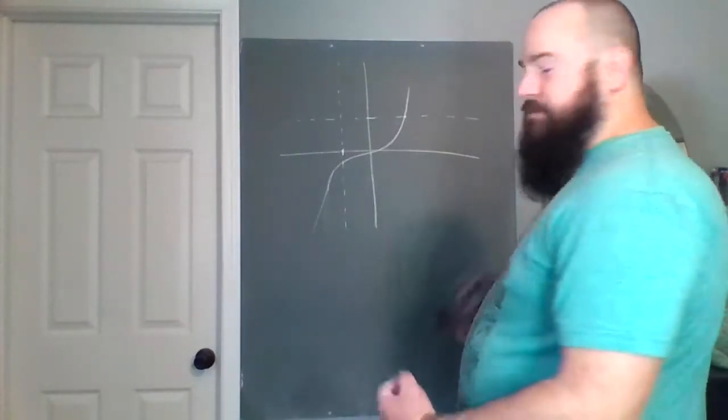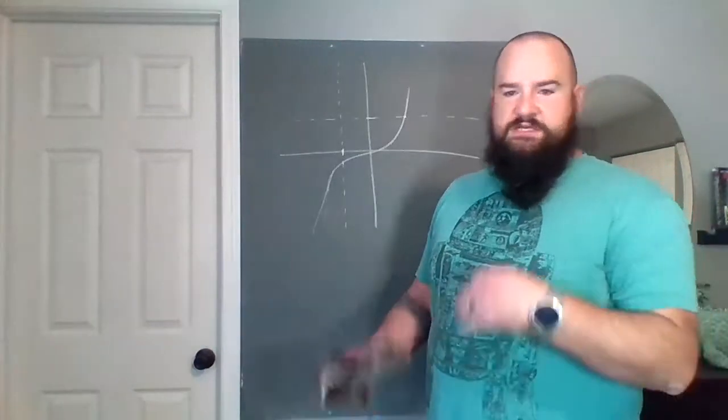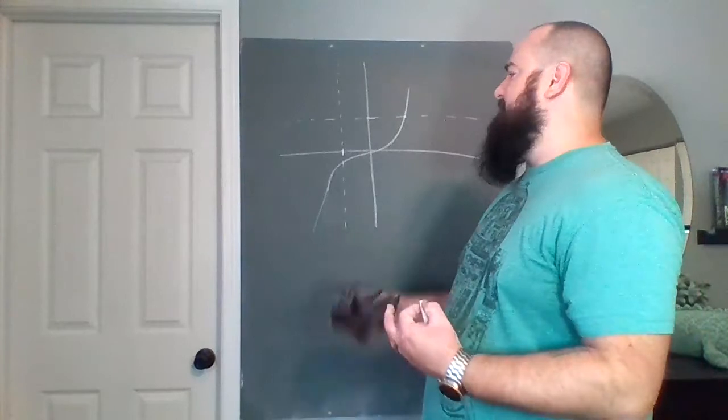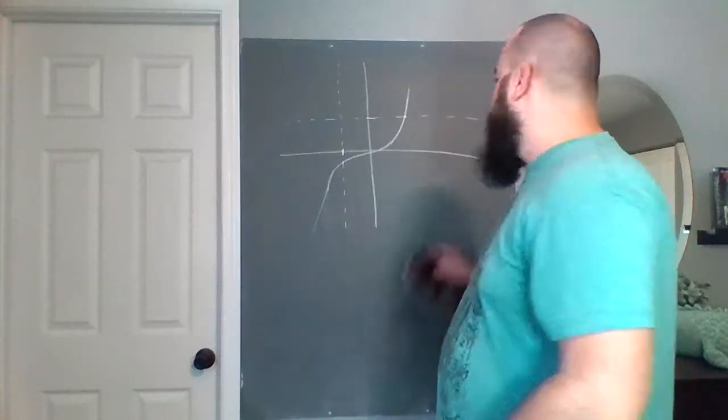Okay? And if we don't have the graph, we can use our calculators or Desmos or all of these technologies to get a graph and look and see, is this going to pass the vertical and horizontal line test?